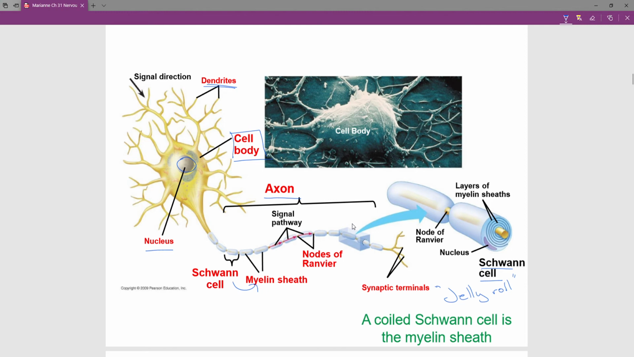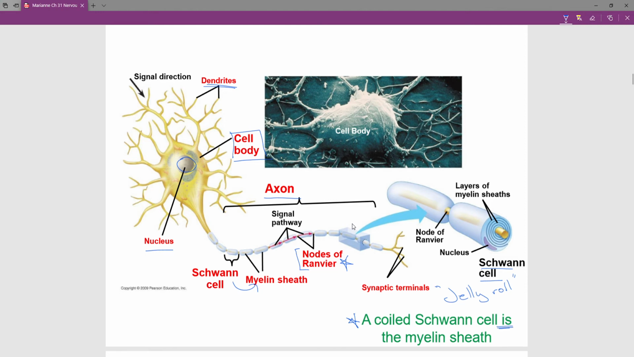So the key thing about the Schwann cells in the myelin sheath is that it insulates most of the axon, but leaves little pieces of that axon exposed. And those pieces are called the nodes of Ranvier. And it's really important because the nodes of Ranvier is where we're actually going to have the transmission of electrical impulse happening. And that's really what we're talking about when we're talking about nerves and the cells of the nervous system, which are neurons. And so I put in the words here, a coiled Schwann cell is the myelin sheath.